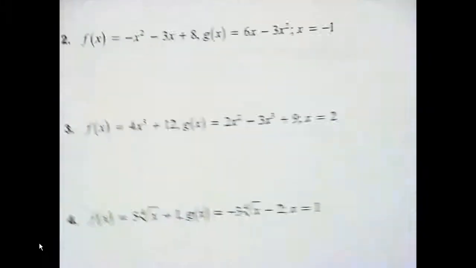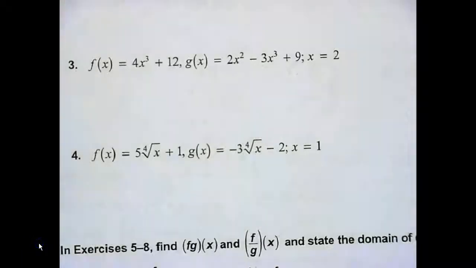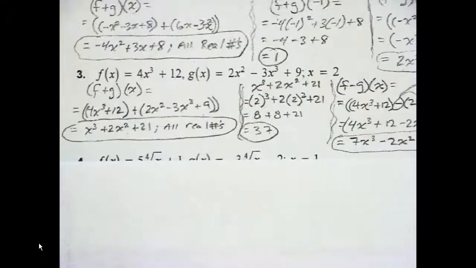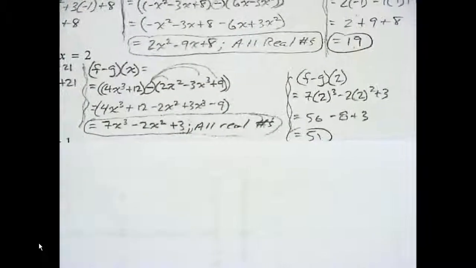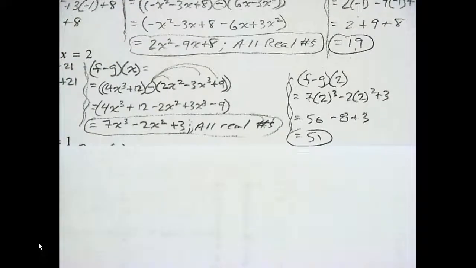All right, you should be working on 3 and 4. All right, number 3. Check it out. Number 3, f of x plus g of x is your x cubed plus 2x squared plus 21, all real numbers. When you plug in the 2, you get 37. And number 3, f minus g of x is equal to 7x cubed minus 2x squared plus 3. All real numbers, my domain. You get 51 when you plug it in.